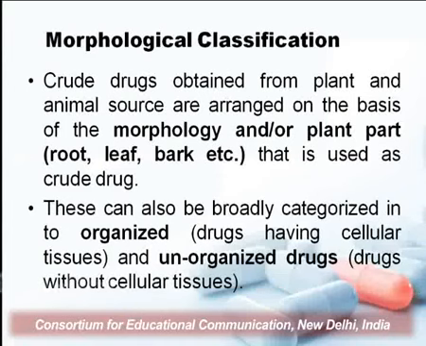They can be broadly categorized into organized and unorganized drugs. As we have discussed, organized drugs are the drugs that have peculiar cellular characteristics, and the unorganized drugs are the drugs which do not have any cellular characteristics. So under organized drugs we have the drugs that are obtained from different parts of the plant.